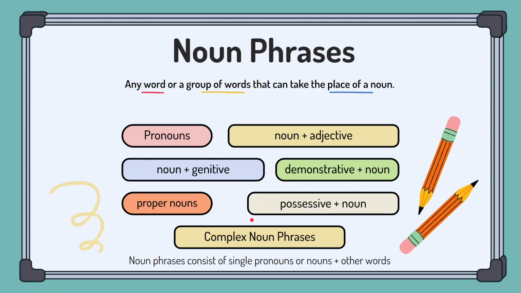And then we can have complex noun phrases where we can have a noun plus a verb plus other elements to build the same unit of a noun phrase. Let's see clear examples of all of these.